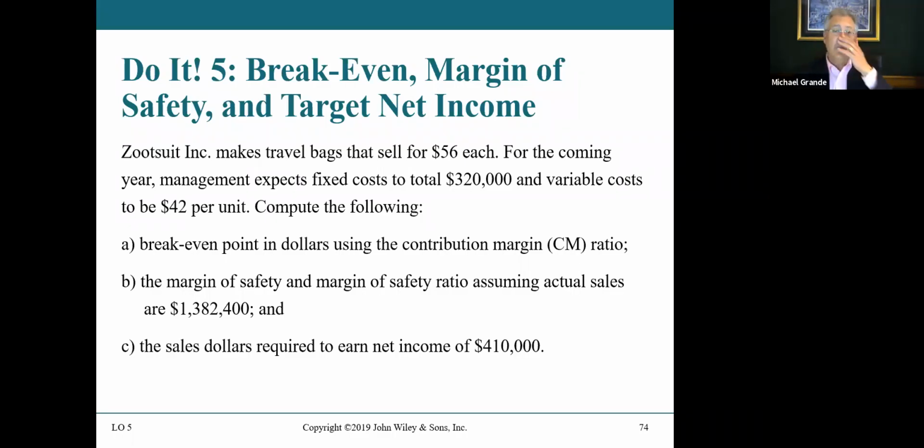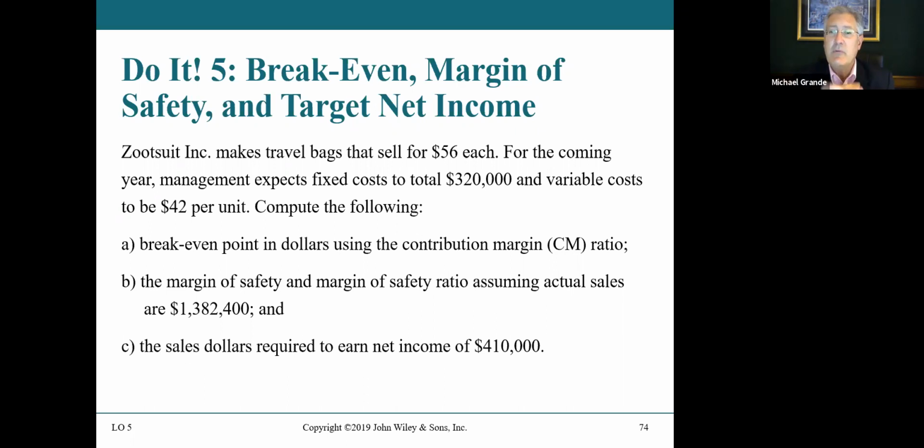So here's the question. Zoot Suit Inc. makes travel bags that sell for $56 each. For the coming year, management expects fixed cost to total $320,000 and variable cost of $42 per unit. So the first thing I'd like you to look at here is: what is the contribution margin per unit? It's $56 in selling price minus $42 per unit. 56 minus 42 is $14. Fixed cost is $320,000. So what is the break-even point in dollars?